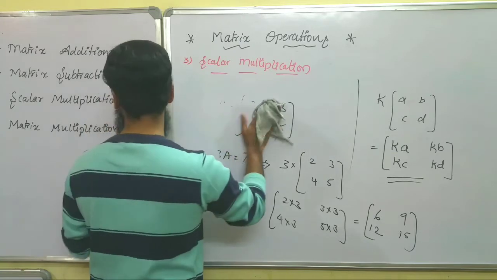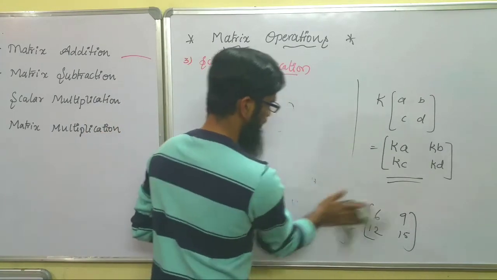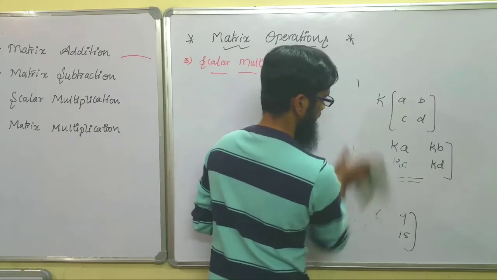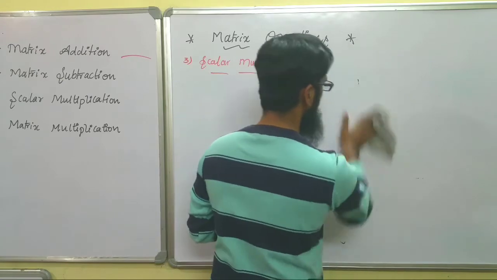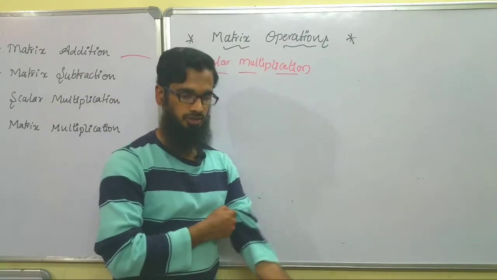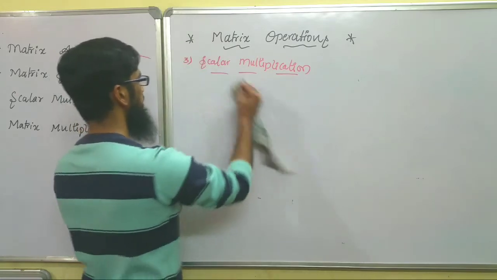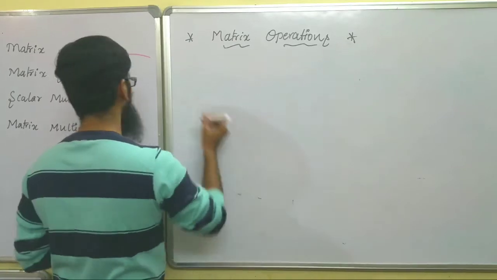Now we'll go for the last one, that is matrix multiplication. It is also quite simple, but when we do multiplication we have to check the compatibility of the matrices. What is compatibility? That is important here.